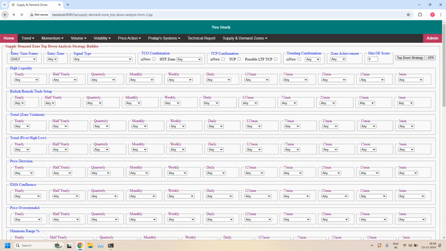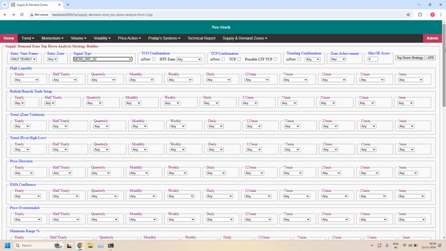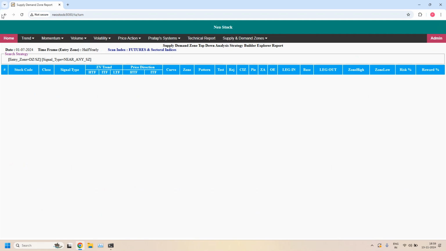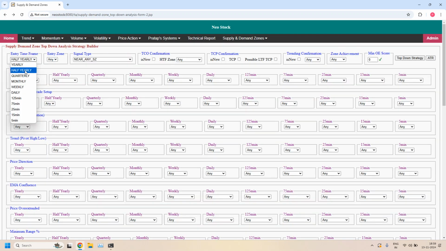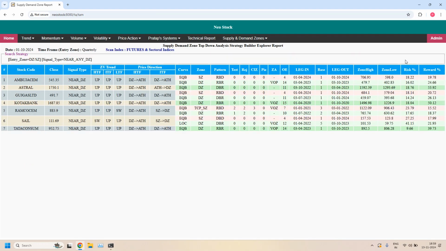So next, for half yearly time frame, let's find the stocks near half-yearly supply zone. No stocks are available. Next time frame is quarterly. Let's find the stocks near quarterly demand zone. 7 stocks are filtered.